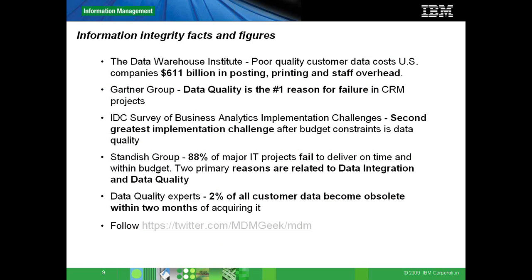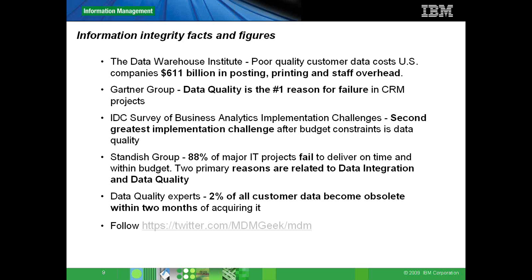Slide 9 talks about some of the information integrity facts and figures. The major one is by Data Warehouse Institute, or TDWI as we call it. It's a premier educational institute for business intelligence and data warehousing. They estimate that poor data quality costs companies about $611 billion. And let me tell you, that's a huge amount.